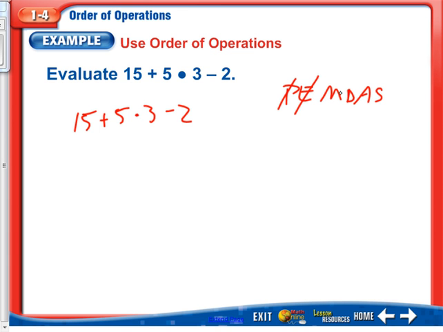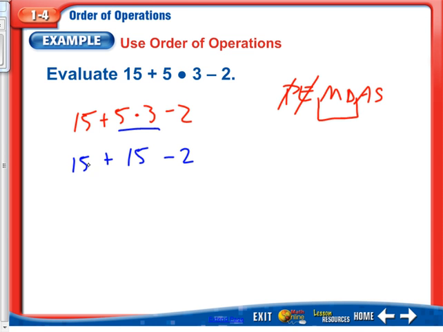Next is we need to look at any multiplication or division. Remember, those happen together. Is there any multiplication or division? I do have multiplication right here. So I'm going to copy this down, straight down. I go 15 plus, now 5 times 3 is 15. And then we're going to copy this straight down. We go minus 2. All right, now we got rid of that.